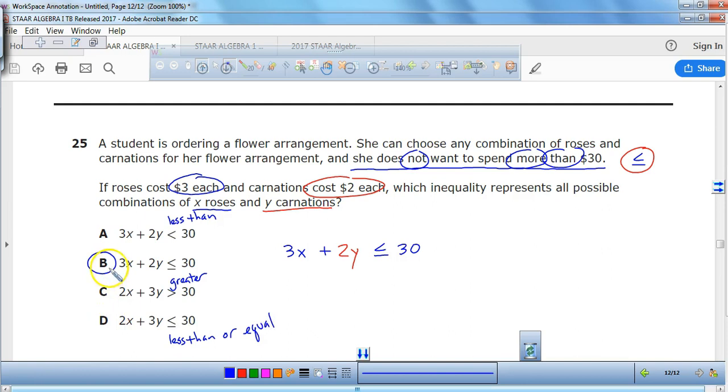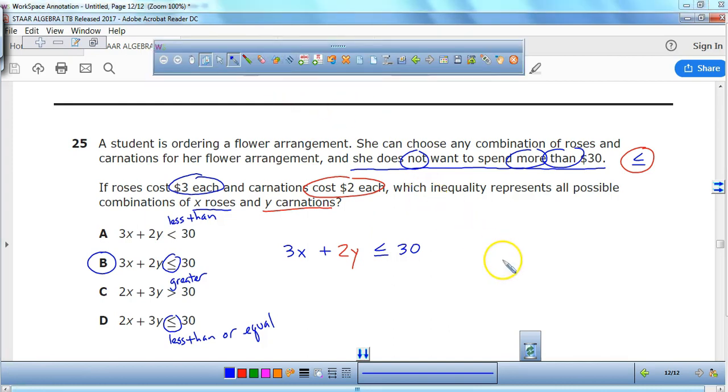Now, D and B are very similar to each other. They both have the correct inequality symbol, but this says 2x. And it says roses cost 3 each, so the 3 has to go with the roses, and carnations cost 2 each, so that has to go with y. That's why the answer is B. And that's going to be all for this video. So hopefully this was helpful in helping you guys through problems 21 through 25.